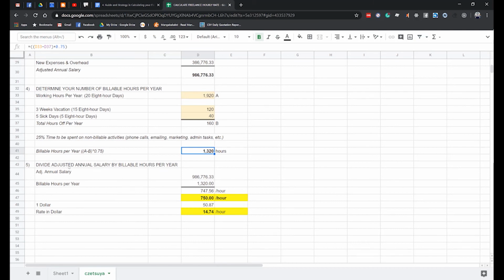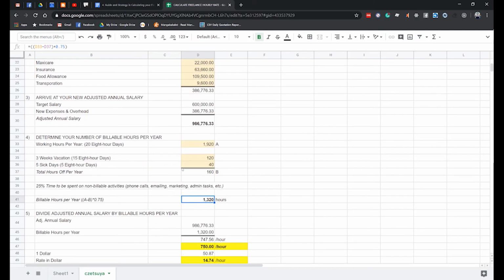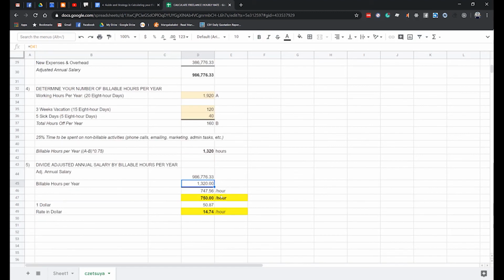Now, divide the adjusted annual salary by billable hours per year. So, our total target salary is now 986,776. Divide that by the total number of billable hours, which is 1,320. So, we have around 747 per hour. Because this is the number of hours. So, roughly around 750 pesos per hour.